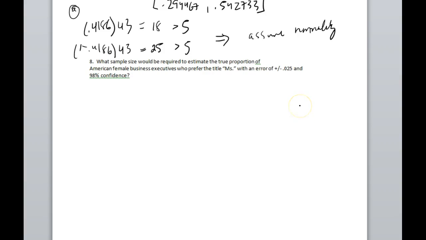Okay, on to number 8. What sample size would be required to estimate the true proportion of American female business executives who prefer the title Miss with an error of plus or minus 0.025 and 98% confidence?